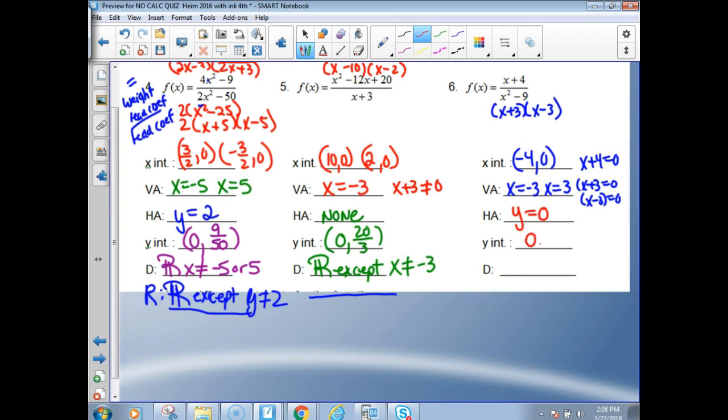Y-intercept, substituting 0 for x. If I put 0 for x, I'm going to get 4 over negative 9. So it's just negative 4/9. Your negative sign shouldn't really be in the denominator. Domain, all reals except x can't equal 3 and negative 3. Can't be negative 3 or 3. And the range is all reals except y can't equal 0.